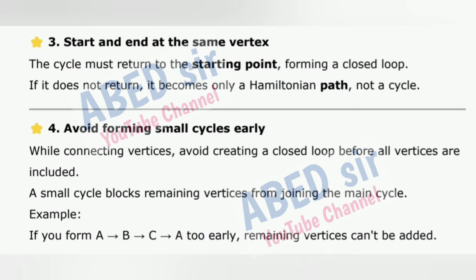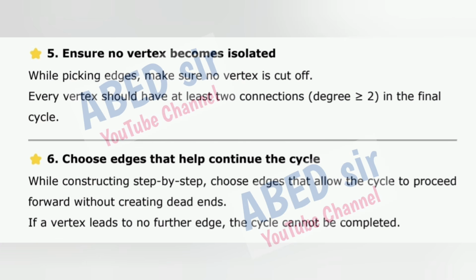4. Avoid forming small cycles early. While connecting vertices, avoid creating a closed loop before all vertices are included. A small cycle blocks remaining vertices from joining the main cycle. Example: if you form BCA too early, remaining vertices can't be added. 5. Ensure no vertex becomes isolated. While picking edges, make sure no vertex is cut off. Every vertex should have at least 2 connections, degree greater than or equal to 2, in the final cycle.